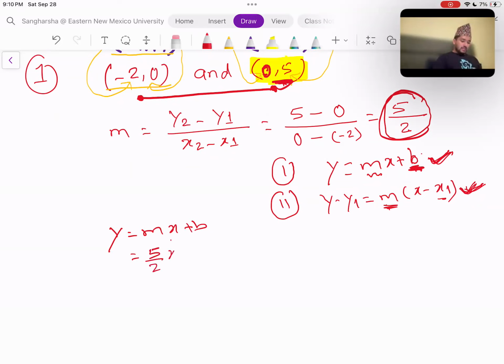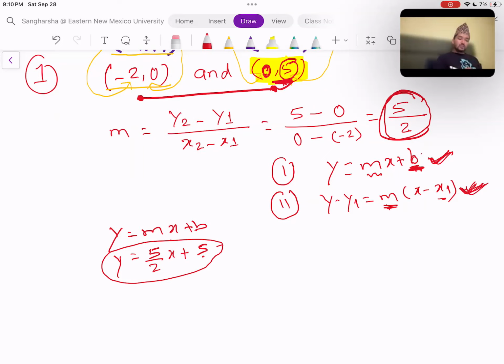We have x as it is plus b, and our b is the y-intercept. So our b is the y coordinate, which is 5. So y equals 5/2 times x plus 5. So this is the equation of the line. So this is one way. And one more time, I'm telling you, you can use this formula only when you are given the y-intercept.